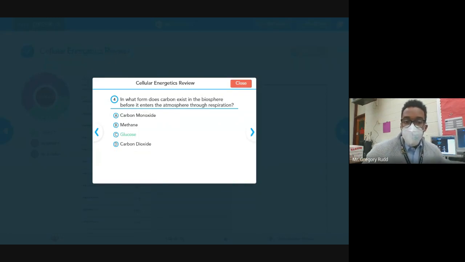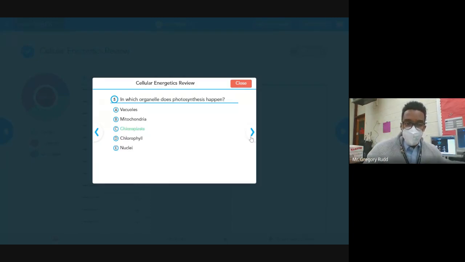In what form does carbon exist in the biosphere before it enters the atmosphere through respiration? So this is the solid form of carbon. This is glucose. And then, of course, it's used to make ATP and carbon dioxide, which then enters the atmosphere again. Okay, in which organelle does photosynthesis happen? Photosynthesis happens in chloroplasts. And respiration happens in mitochondria.